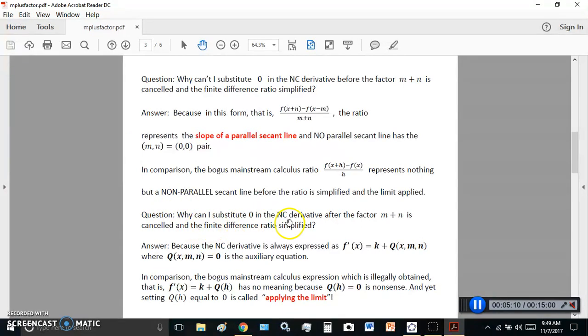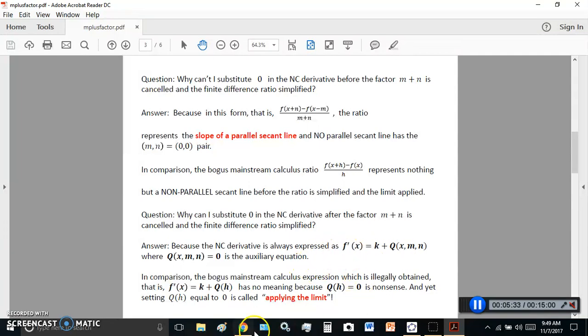Now, why can I substitute 0 in the NC derivative after the factor is cancelled and the finite difference ratio simplified? Here's the answer. Pay attention. Because the new calculus derivative is always expressed as k plus q of xmn, where that is the auxiliary equation.